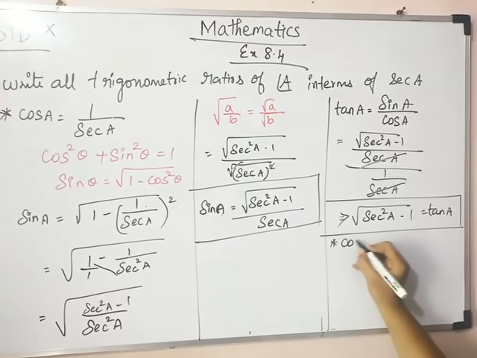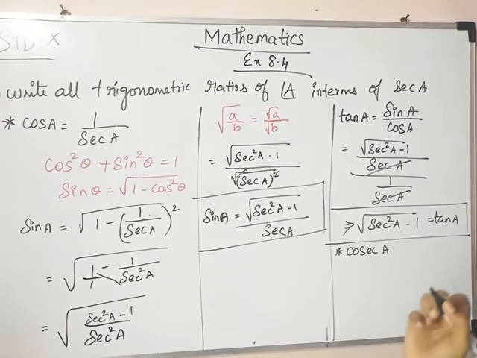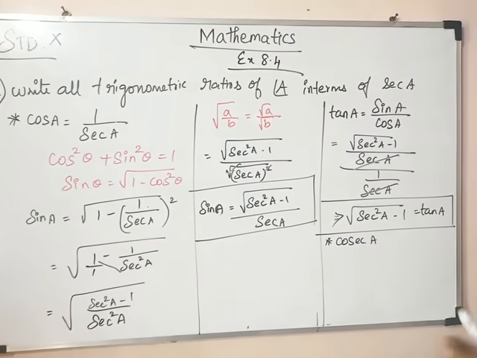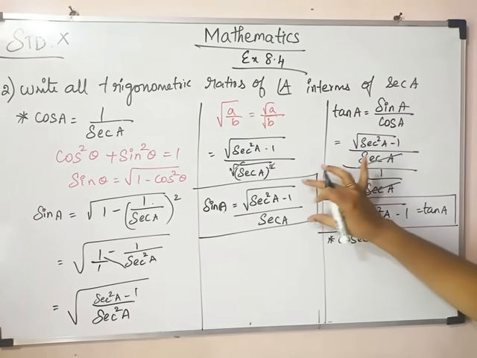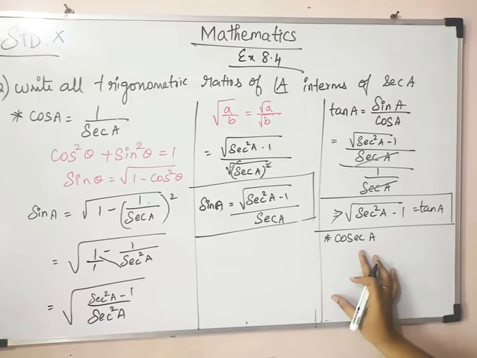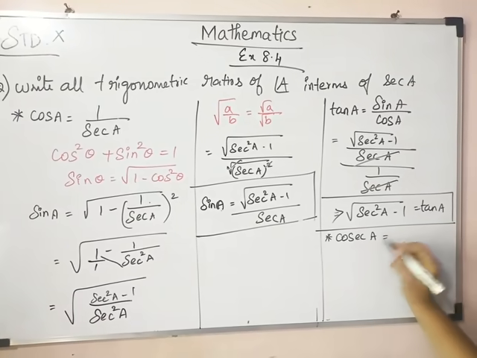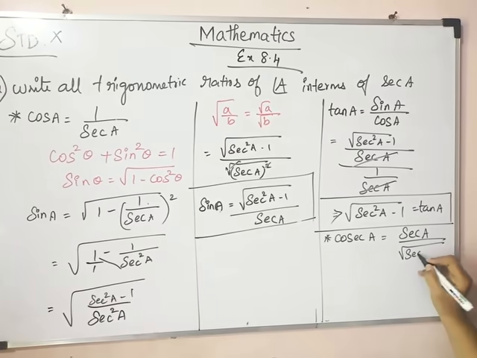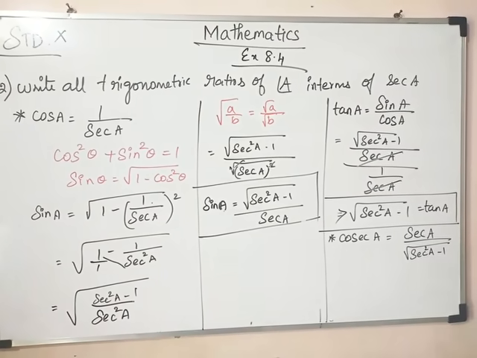So what is the next one? Cosecant A. Cosecant A is nothing but the inverse function or reciprocal function of sine. You just write the reciprocal format of sine, which is equal to cosecant. So what is cosecant A? Secant A divided by root of secant square A minus 1.